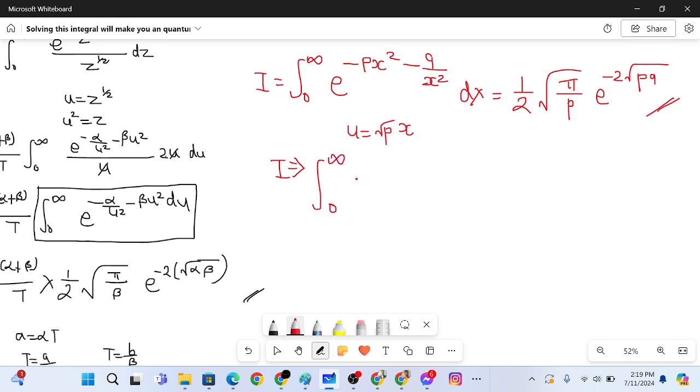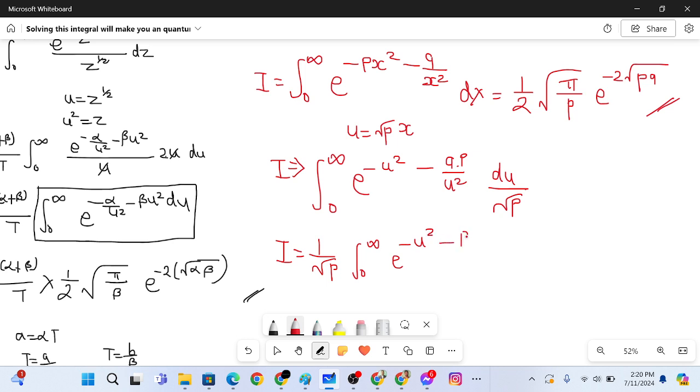If we make this substitution, now I will be the integral from 0 to infinity of e to the power minus u square minus q by x square, which will now be u square by p, and then dx will be du by root p. So now I will be equal to 1 by root p integral from 0 to infinity e to the power minus u square minus pq by u square du.